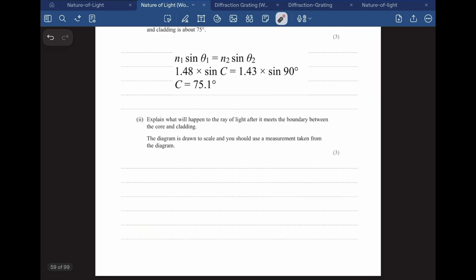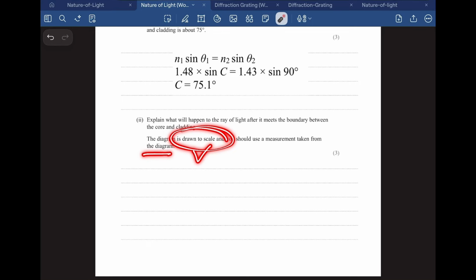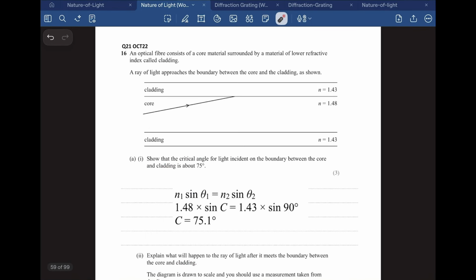Now in the next part it says explain what will happen to the ray of light after it meets the boundary between the core and cladding. The diagram is drawn to scale and you should use a measurement taken from the diagram. So you have to measure the angle of incidence from the diagram. You cannot measure this angle directly. You'll have to draw a normal like this and then measure this angle.